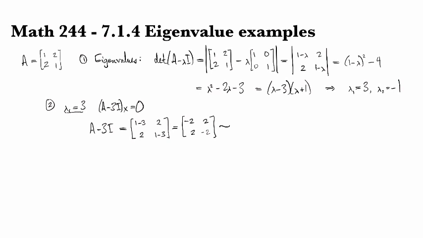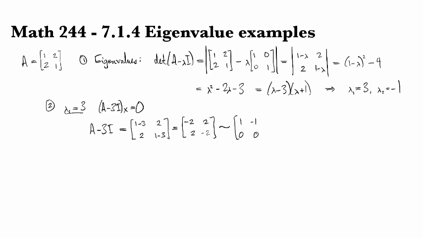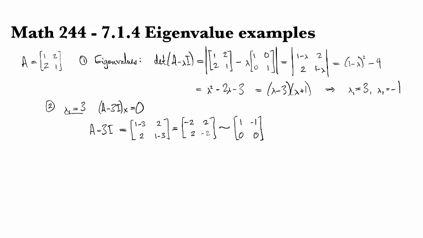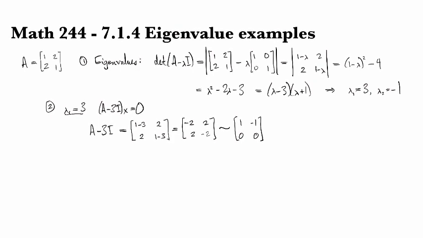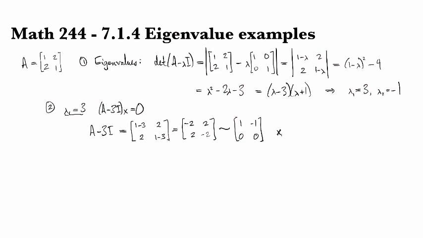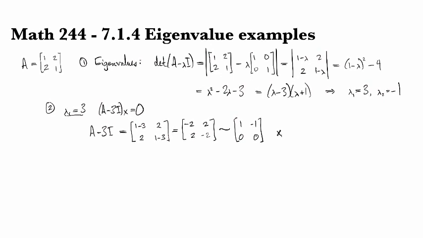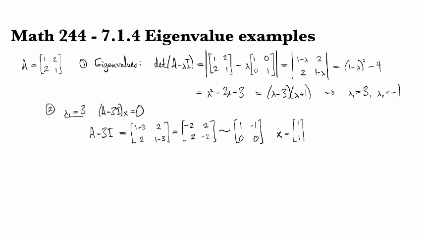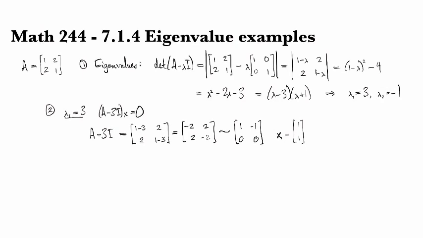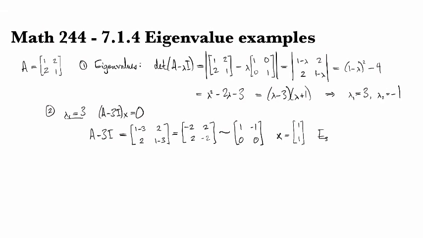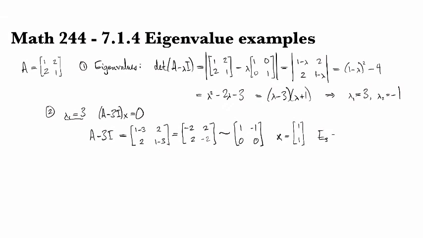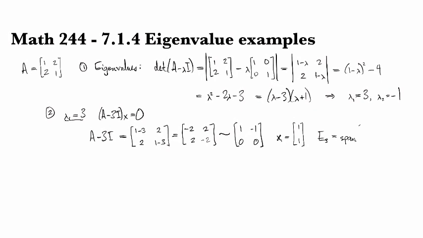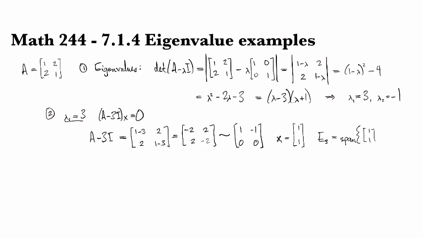And so when we go to row reduce this one, well, this is a simple enough matrix. You can see right away that it's [[1, -1], [0, 0]]. And so then that means that x is going to be (1, 1). That's what we will take. In other words, E sub 3, the eigenspace corresponding to eigenvalue 3, is the span of (1, 1).